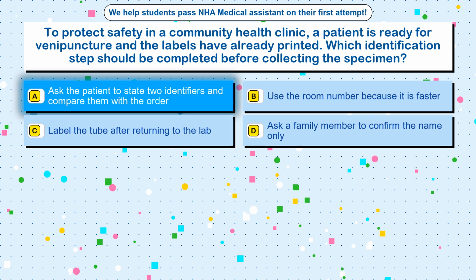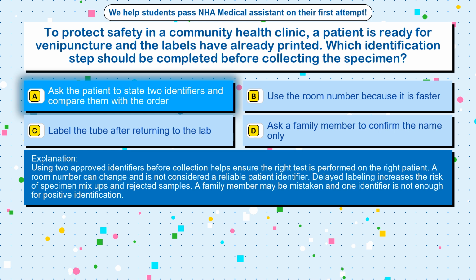Ask the patient to state 2 identifiers and compare them with the order. Using 2 approved identifiers before collection helps ensure the right test is performed on the right patient. A room number can change and is not considered a reliable patient identifier. Delayed labeling increases the risk of specimen mix-ups and rejected samples. A family member may be mistaken and one identifier is not enough for positive identification.